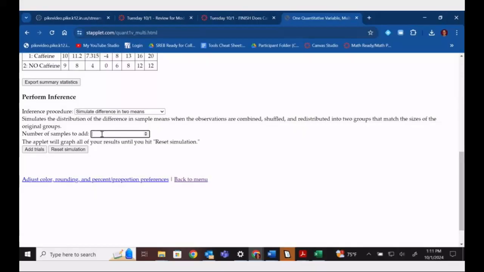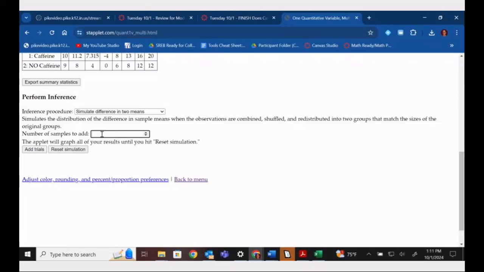It's going to take all of the data that we just fed it for both groups. It's going to mix it all together and then randomly assign it into two groups, find the mean of each group, and then subtract it and put down a dot. How many times should we have it do that? 50 times.